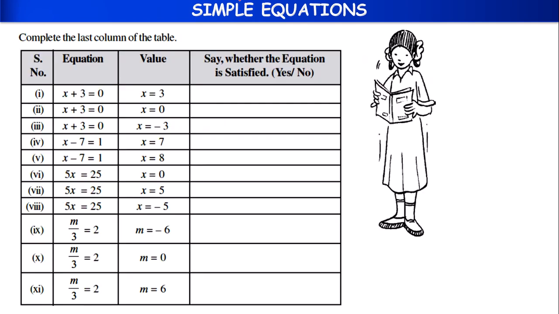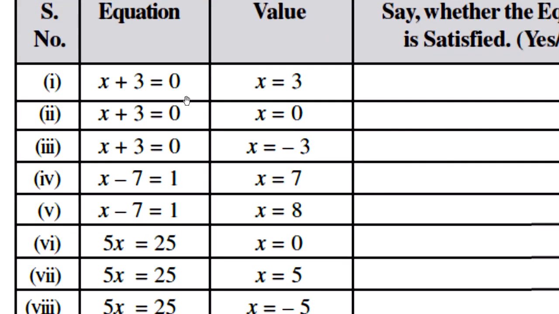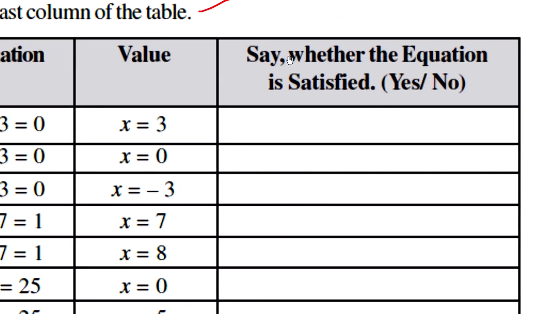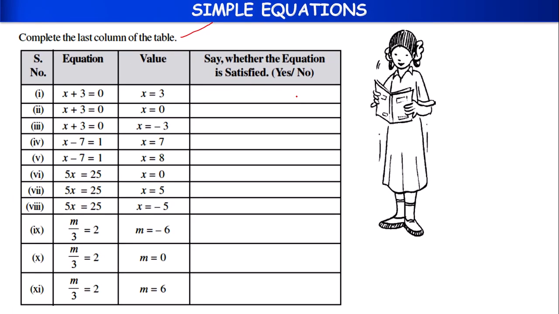Next one. Let's solve some problems here. Complete the last column of the table. Here they have given x plus 3 equals 0, and they are telling x value is 3. And we have to say whether the equation is satisfied or not. We have to mention the answer as yes or no. So in the place of x, if you keep 3, 3 plus 3 equal to 0, which is wrong. So is the equation satisfied? No.